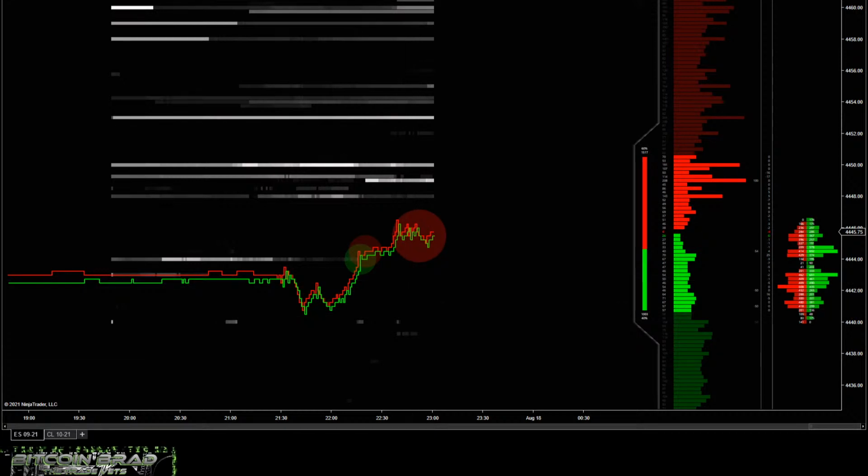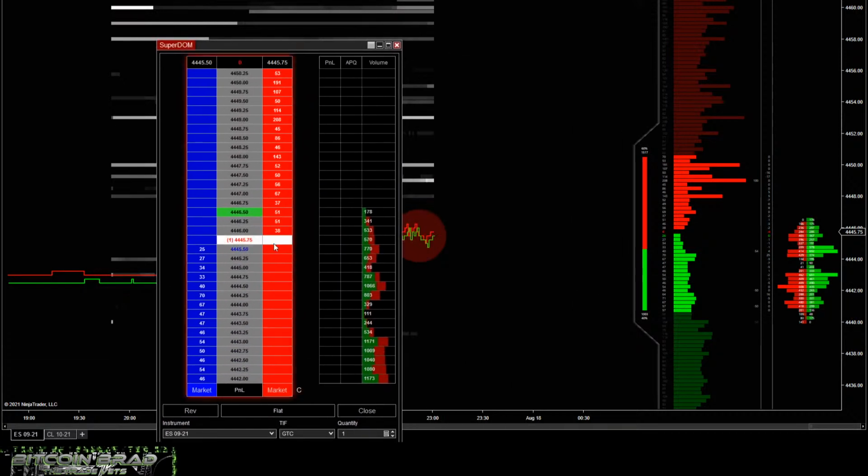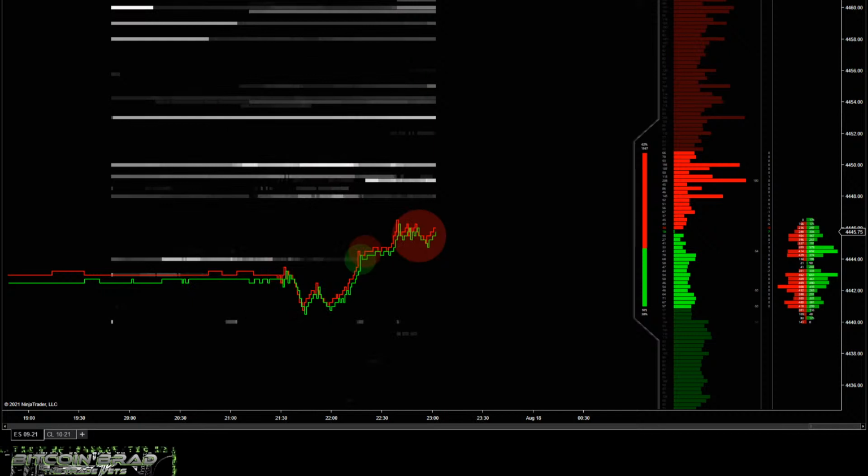If we look at the DOM right here, we just add this up: 11, 38, 51, 51, 37, 67, 56. So we're looking at about 250 lots right here. If I just put a buy order of 250 lots, I can move price from here to here, right? Looks like I just got in a gold trade. That's something I could do if I was buying 250 lots, but I'm not buying 250 lots. That's a rich man's game there.